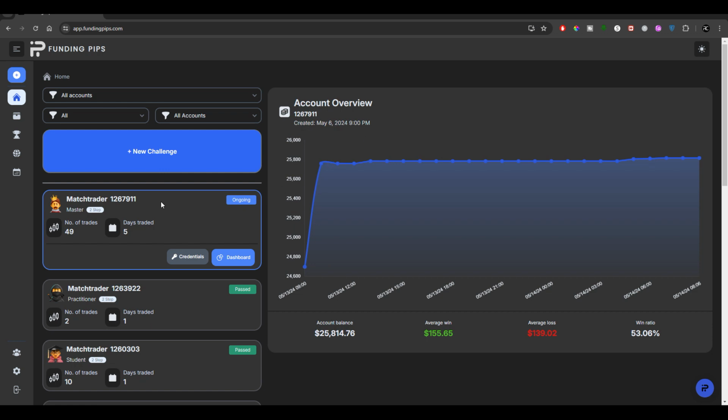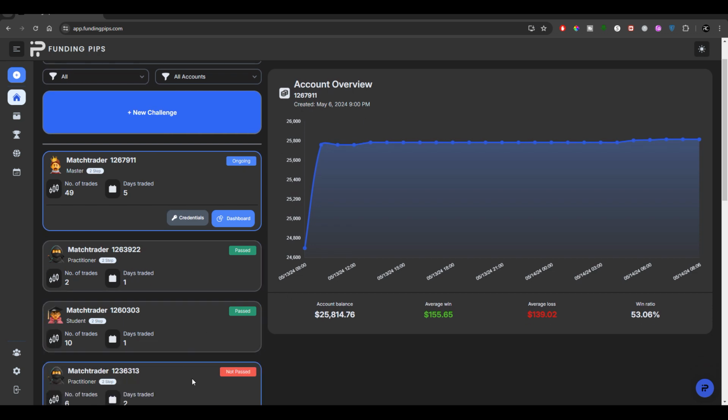So as you can see right there, I took 49 trades. That is ridiculous. I was just trading on my cell phone. I was just explaining right there, day one I passed. So you see it says practitioner, student, practitioner, and master, right? So this is the master account. Okay. So I think after today, I should be able to get some money.